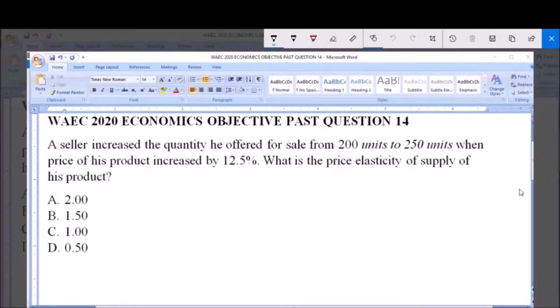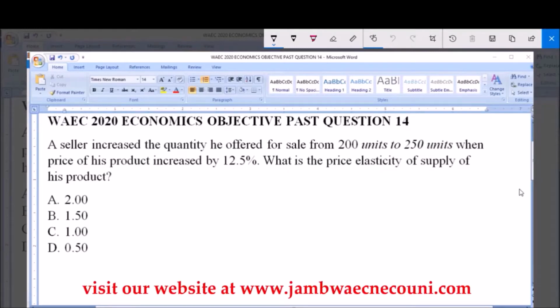Hello and welcome. I will be answering WAEC 2020 Economics Objective Past Question 14. A seller increased the quantity he offered for sale from 200 units to 250 units when the price of his product increased by 12.5%. What is the price elasticity of supply of his product?